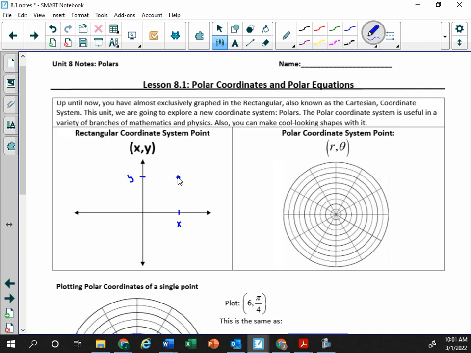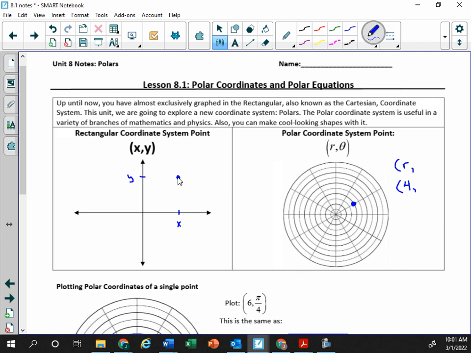What does r usually stand for? Radius. Still does. That's what we're talking about here. So it's a distance out. So if I plot, let's say, this point right here, that r would be 1, 2, 3, 4, okay, because that's the radius, how far out I am from the center.